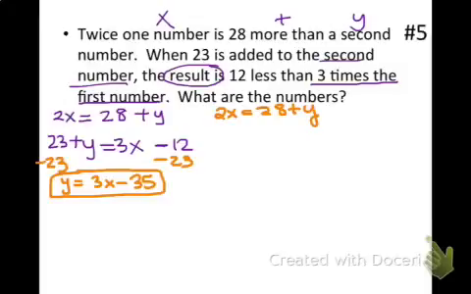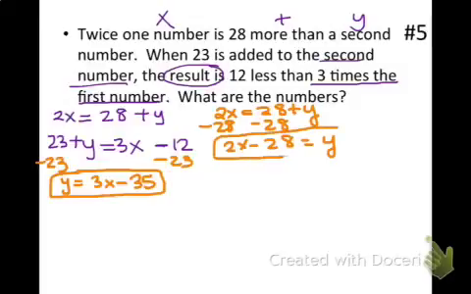All I have to do is subtract 28 from both sides. Please make sure that you only combine like terms. These aren't like terms, so I have 2x minus 28 is equal to y. This is my second one.